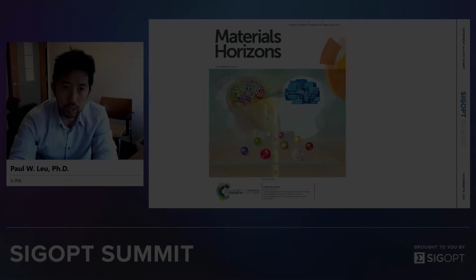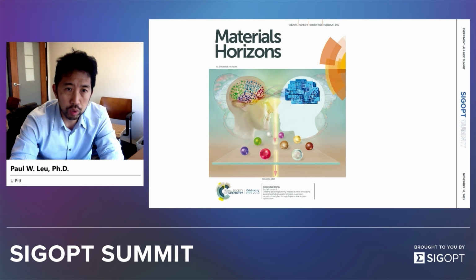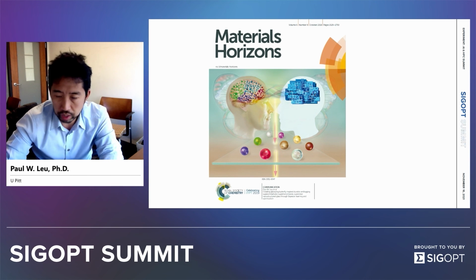So this collaboration resulted in this paper that was featured on the cover of Materials Horizons. You can see working together with machine learning and human knowledge, human intuition, creating this glass that's inspired by the Glasswing butterfly, which has a very high transmission and is also repellent towards a wide variety of liquids.